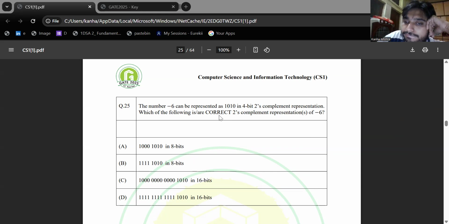So let's try to do that. Let's try to do one by one by one. So let's apply the answers to the given choices. There are 4 options now. So we know very well that -6 2's complement is 1010. Now we will extend this format to 8 bit and 16 bit respectively.